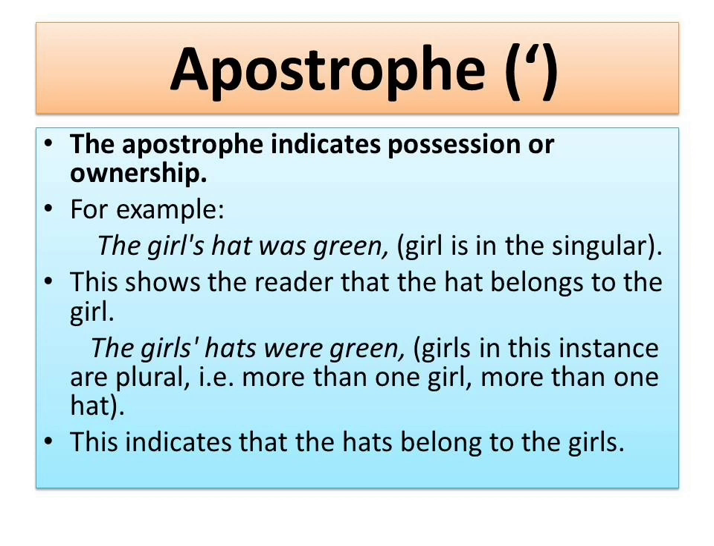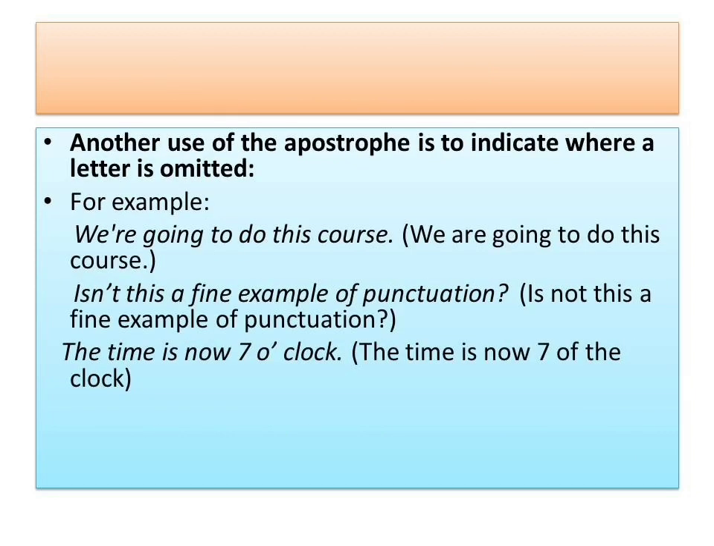The girls' hats were green. Girls in this instance is plural, that is, more than one girl, more than one hat. This indicates that the hats belong to the girls. Another use of apostrophe is to indicate where a letter is omitted.